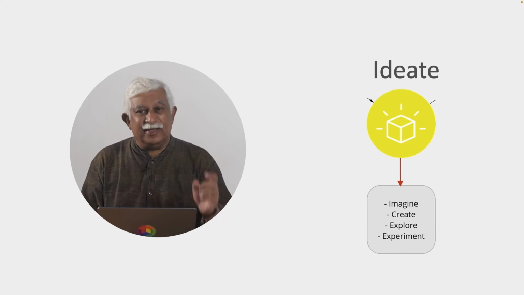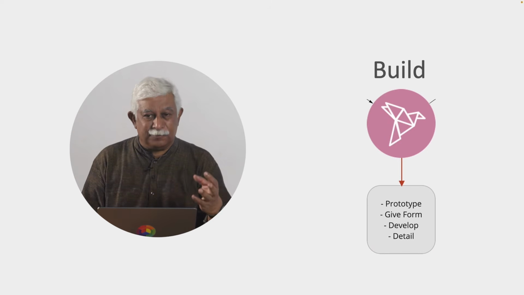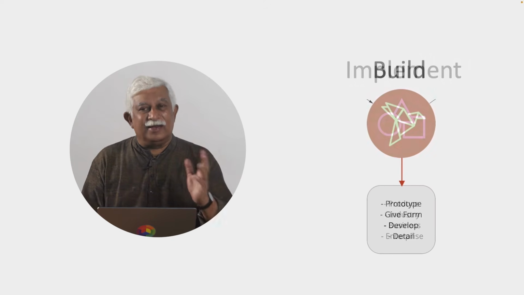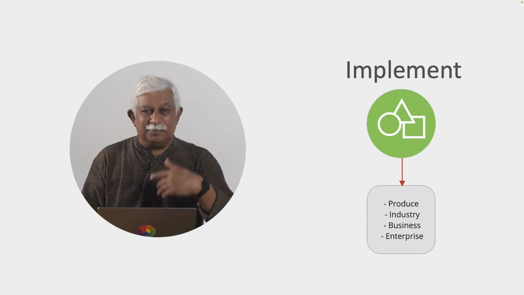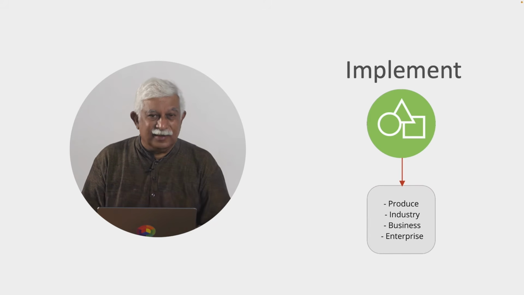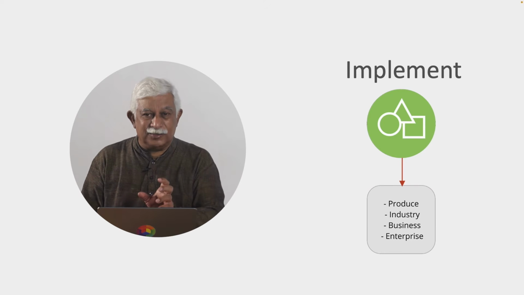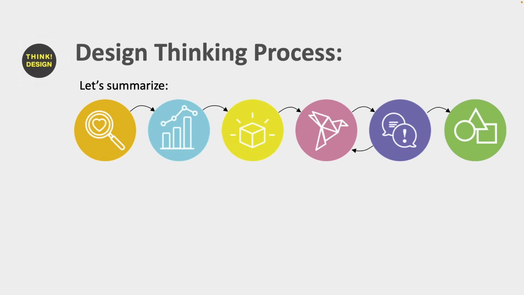Once that is done, then you need to build. You start with simple, rough prototypes so that it gives form, and you develop and detail it out, and then you can finally do the final prototyping. The last stage is implementing it. That means it goes to the industry and it becomes a business and an enterprise. So this is a very simple design thinking and innovation process to look at how to solve a problem. It involves all these steps.